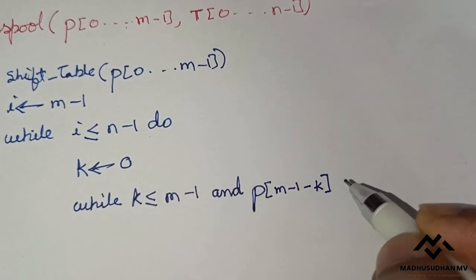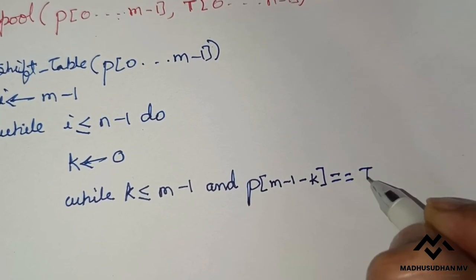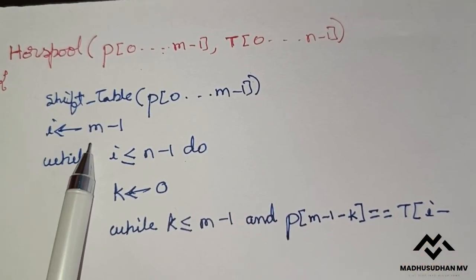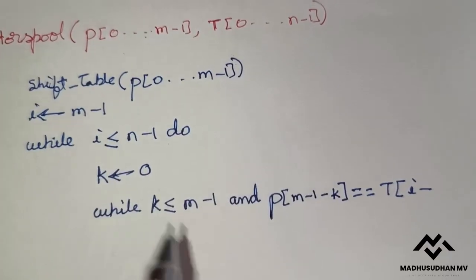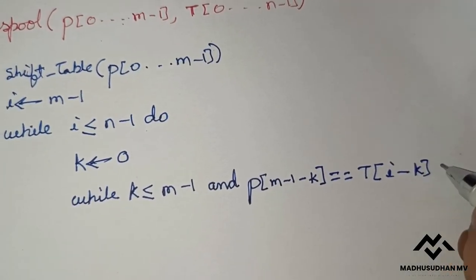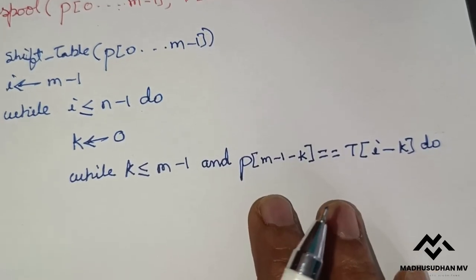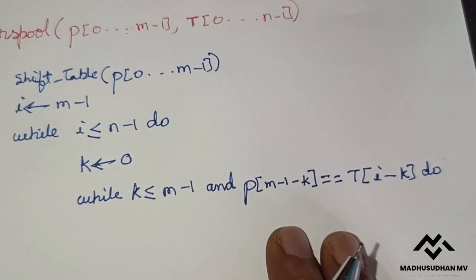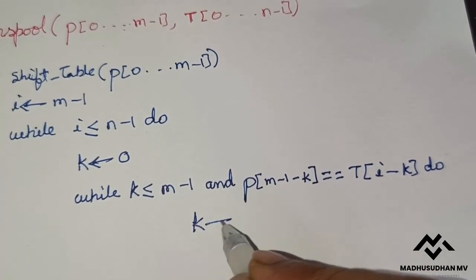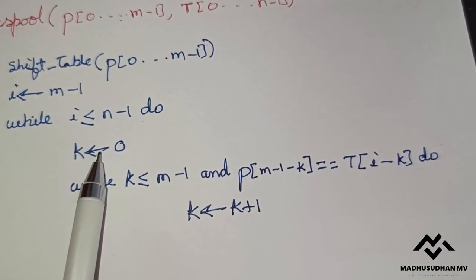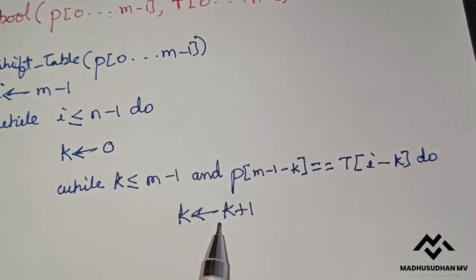That means the last character I am matching with what? I am checking whether this is equal to the text of i, the corresponding character. I took the same thing again, m minus 1, the last character. Text of i minus k. If these two are equal, that means the character has been matched. If the character has been matched, I am incrementing k. Again, k I took for the number of characters matched successfully. If these two match, one character has been matched.